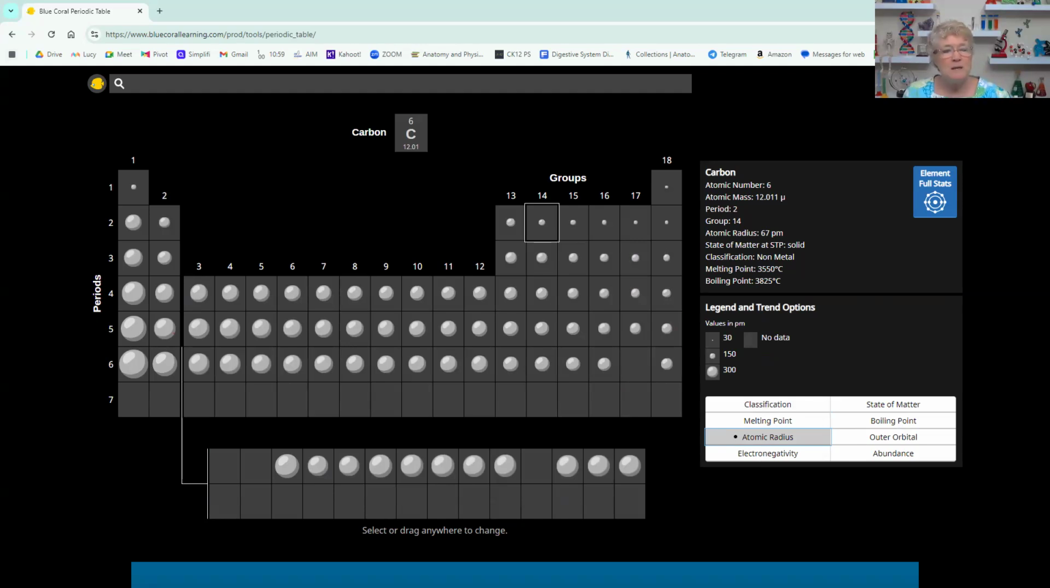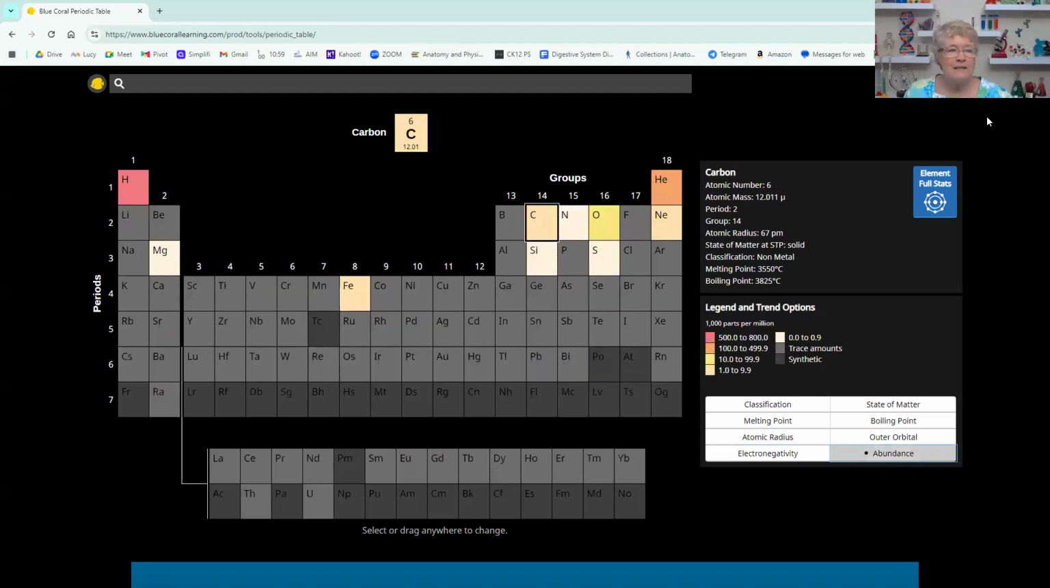But what's the most abundant one? When we look here at abundance, what is the most abundant element? Hydrogen. Hydrogen. What is the next most abundant? Helium. Helium. And then what's after it? Oxygen. Oxygen. Very good. Very good.